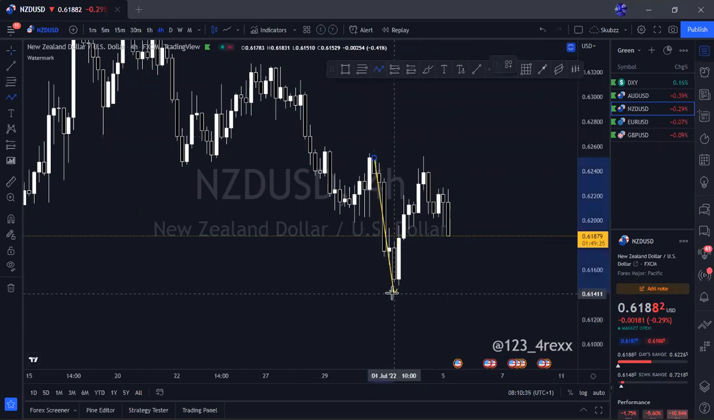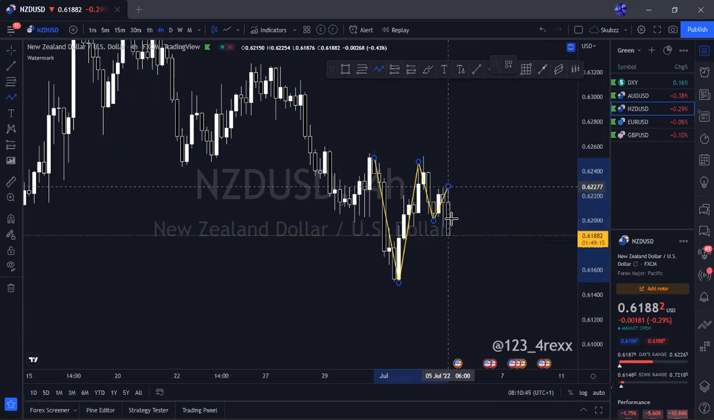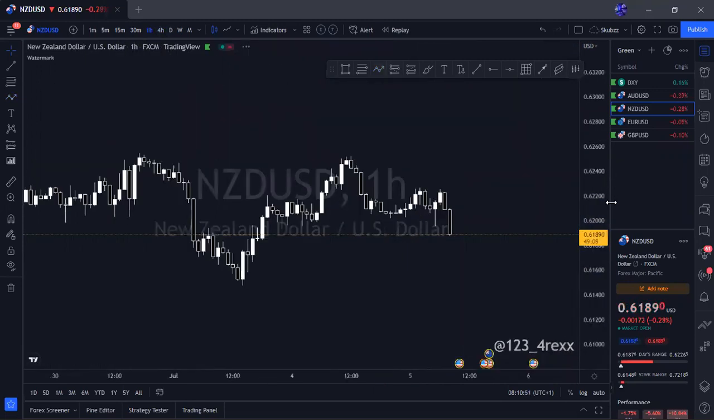NZD pushed down, and then pushed up. Almost broke that high. I think it tapped into the high. And then pushed back down, kind of retraced a bit, and then it's breaking that low to the downside. So now we're bearish on NZD still.